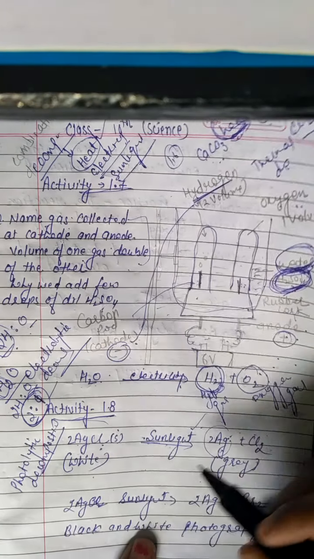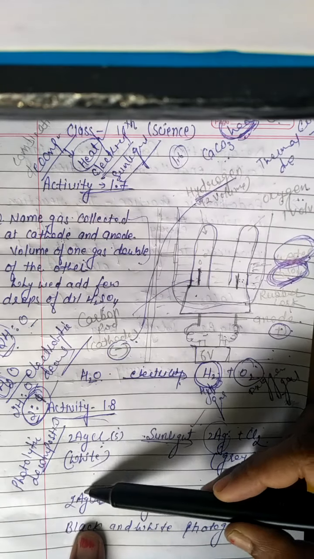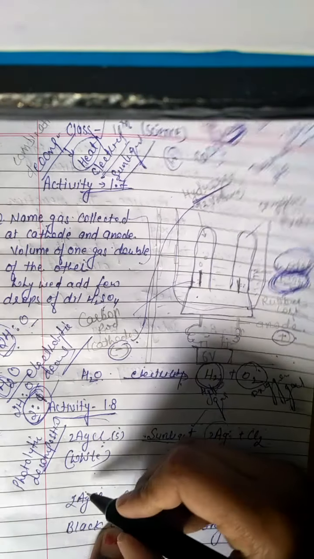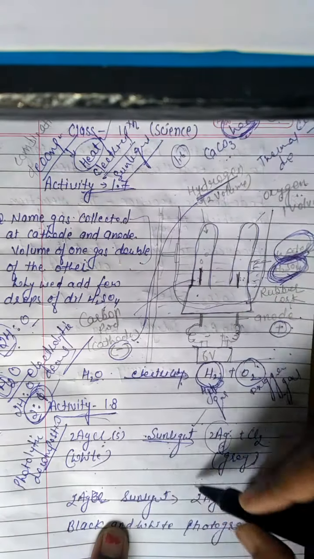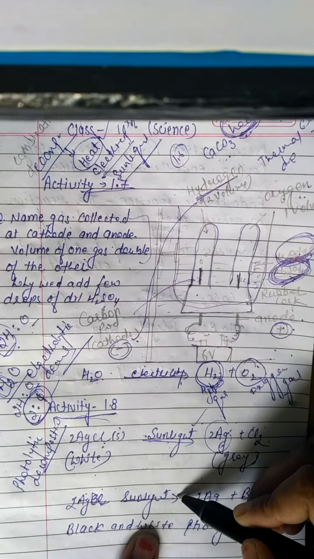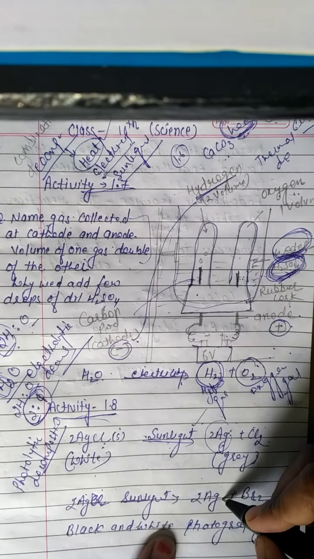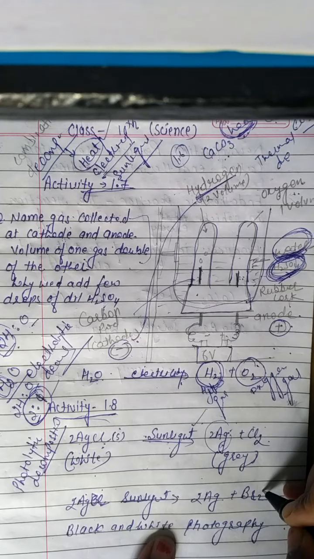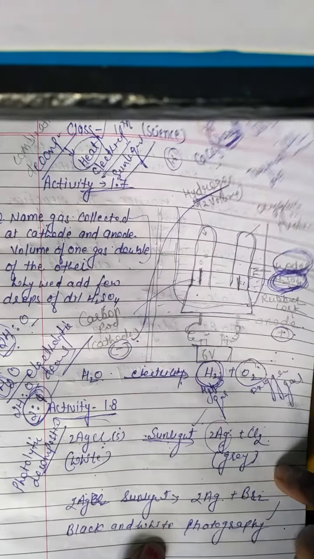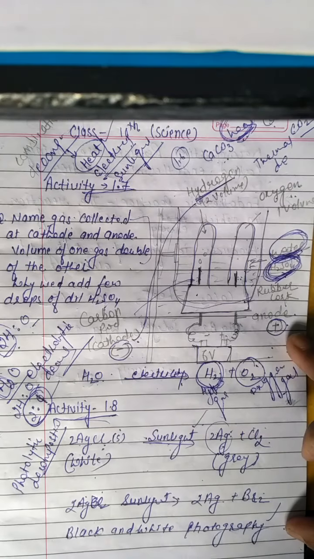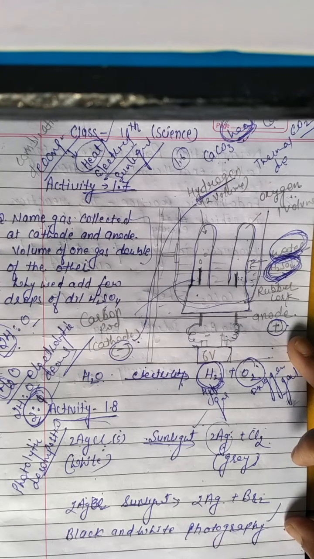Next, we take silver bromide, that is AgBr, and the reaction takes place in the presence of sunlight, and it gives silver and bromine. And these reactions are used in black and white photography.